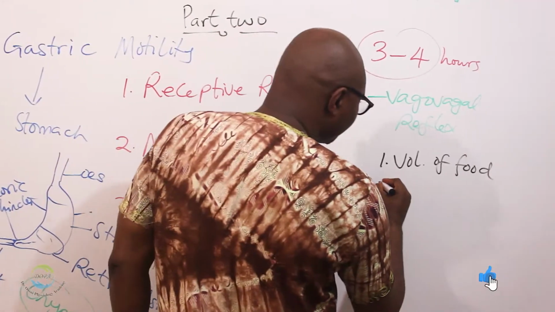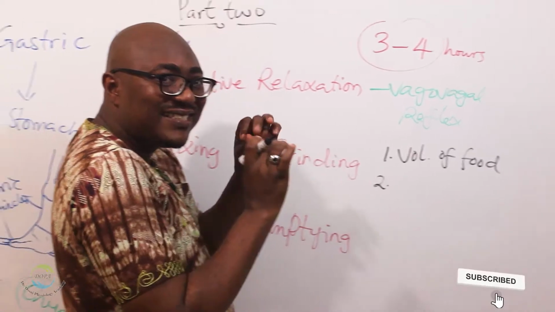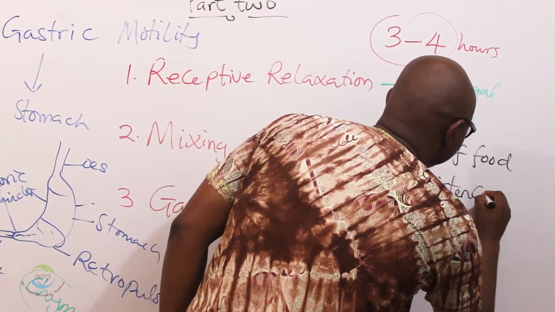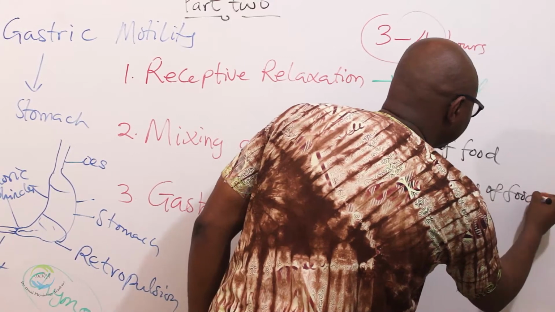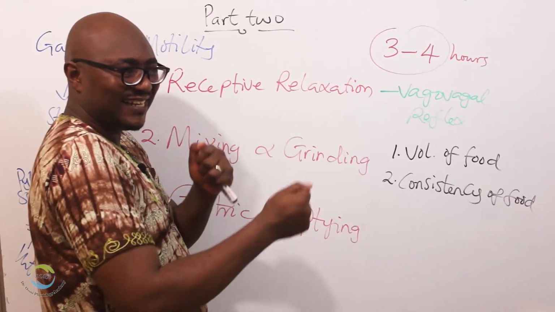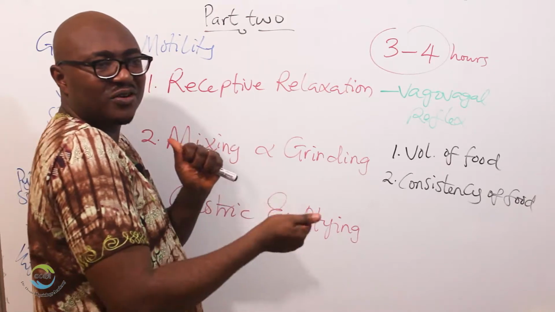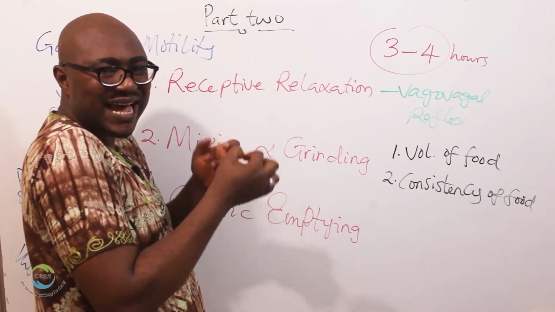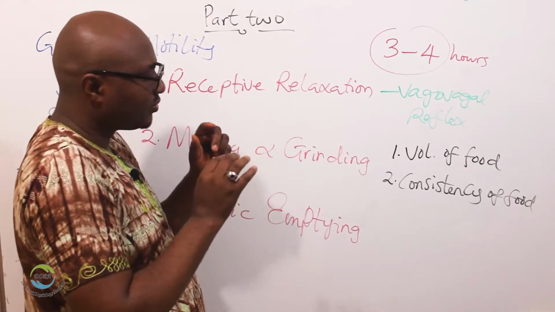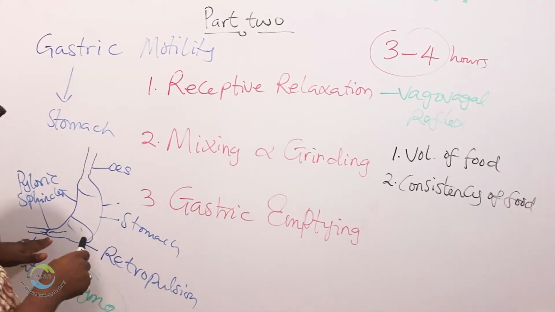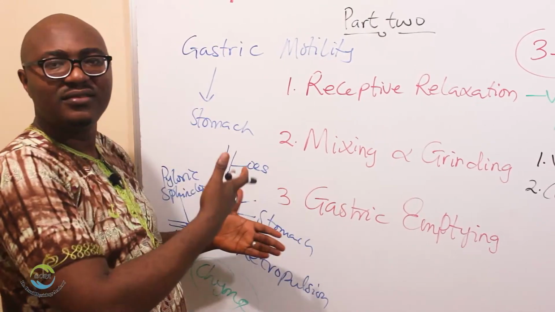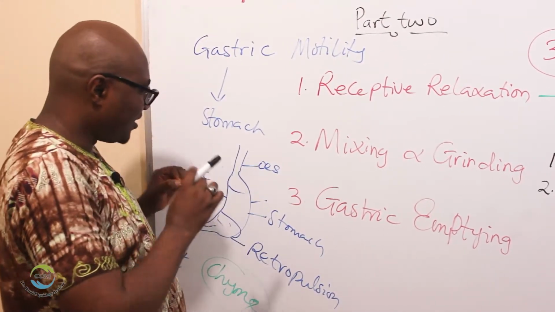And number two is the consistency of the food. What do we mean by that? It's talking about how well grounded the food is. Is it smooth enough? Has it been broken down to tinier pieces? That's the consistency. So the smaller the food particles, the faster they empty. We talked about that in this retropulsion. Now, if it's not small enough, it will take it back. That is prolonging the gastric emptying. But if it's small enough, it will pass.